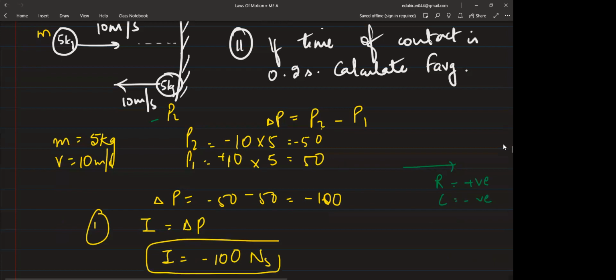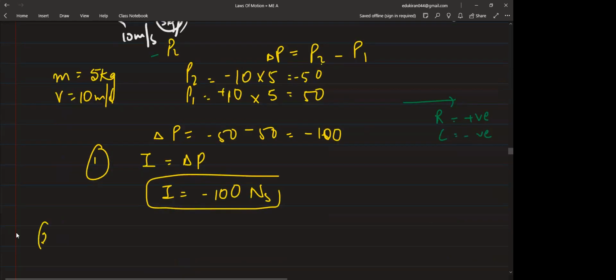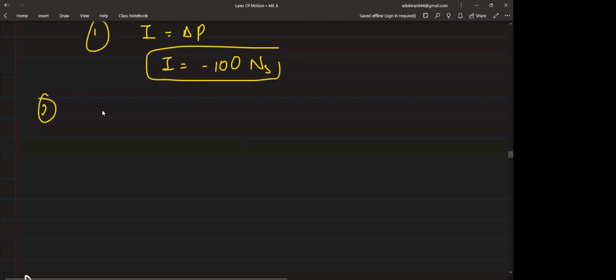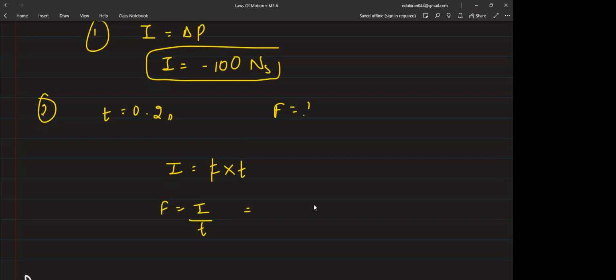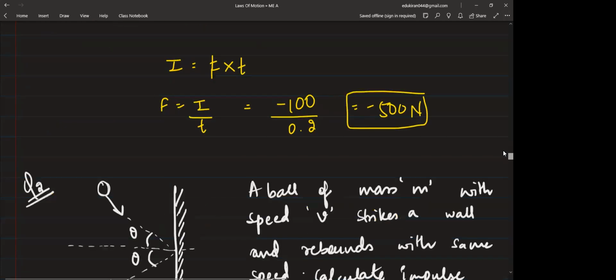Now it is saying if time is 0.2 seconds, what is the force? So I is equal to F into T. So force is equal to impulse divided by time. Impulse is minus 100, time is 0.2, which is equal to minus 500 Newton. Write down this question, you all are going to answer.